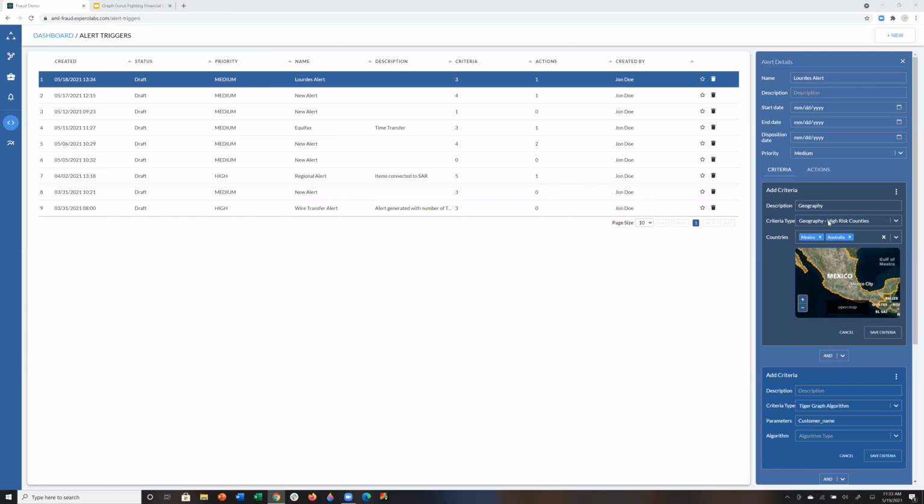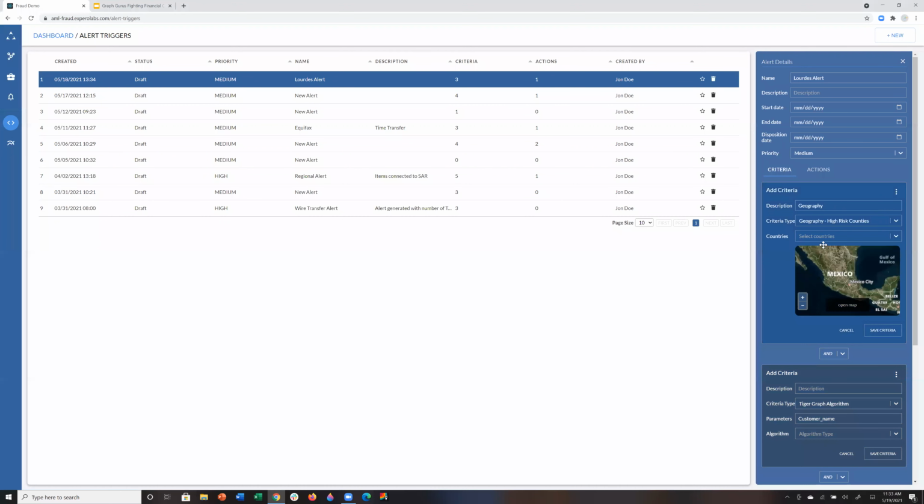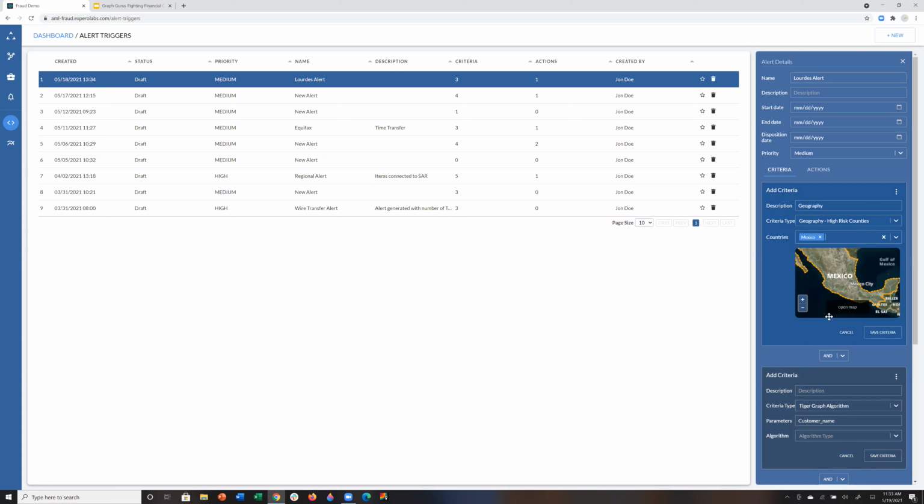In this case, I've said that if a transaction comes in from a high-risk country, or I could select my own geography, and it comes in, I can say, okay, let's say it's just Mexico. If it comes in from Mexico, or I want to now look at a TigerGraph algorithm, that one that we continue to talk about is Louvain. Or I could do page rank or weighted rank, right?